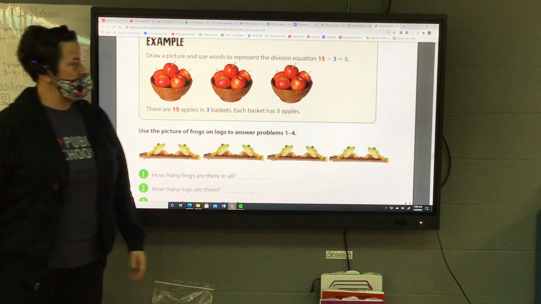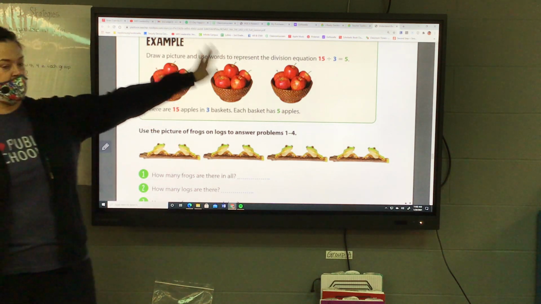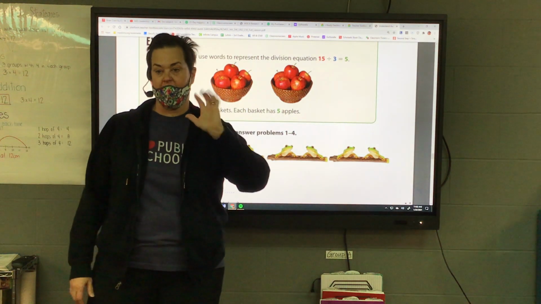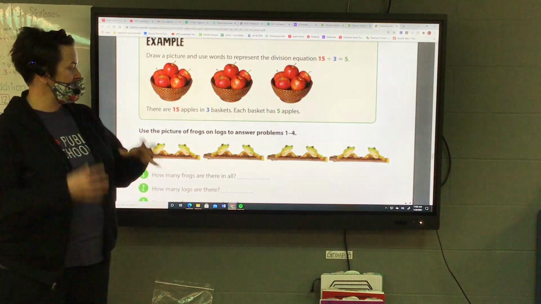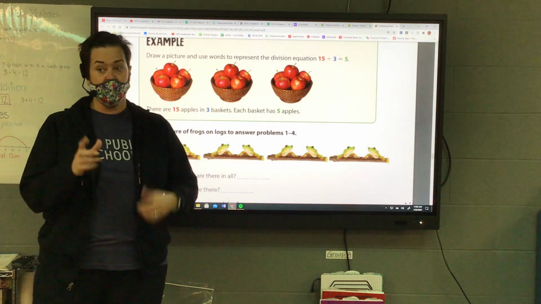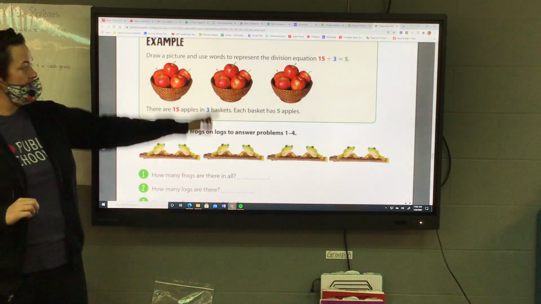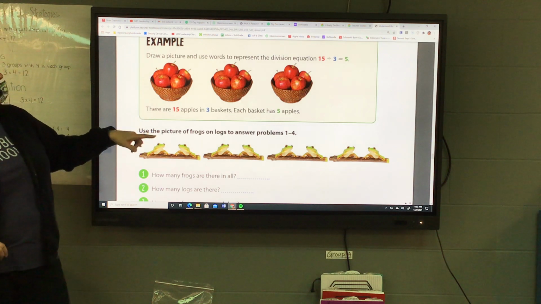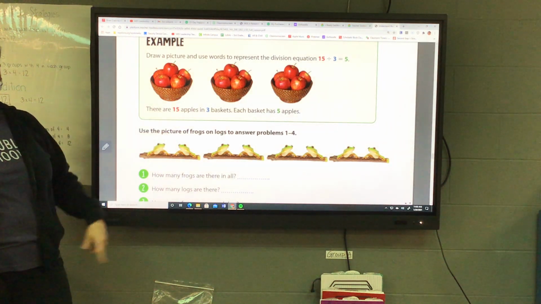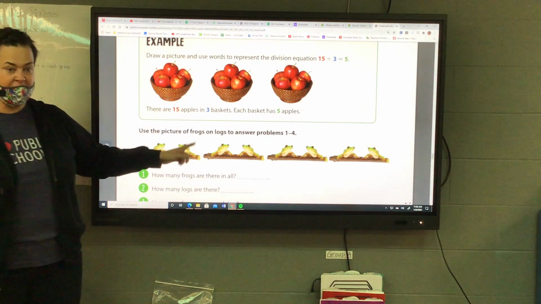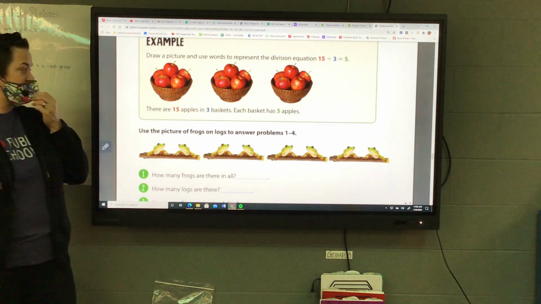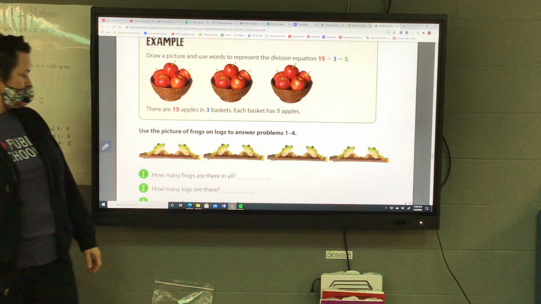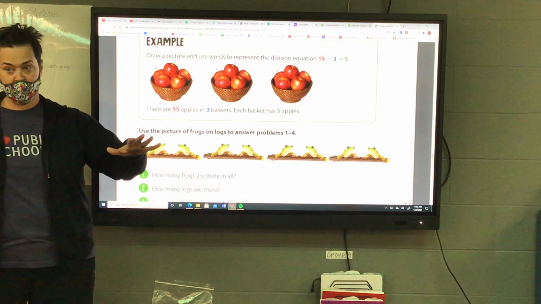Look at the division equation they give us. What is it? 15 divided by 3 equals 5. Notice how they give each number a different color. The 15 is red, the 3 is blue, and the 5 is green. So it says there are 15 apples in 3 baskets. Each basket has 5 apples. That's the example. All right.